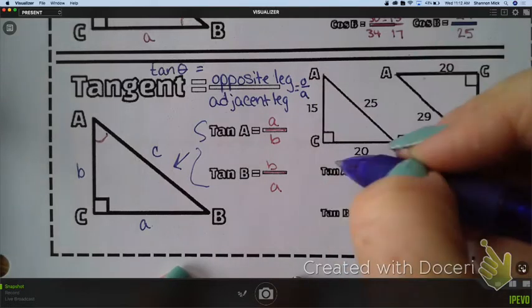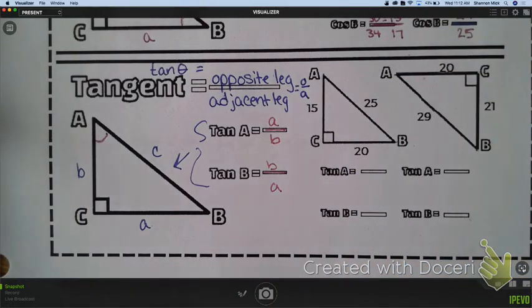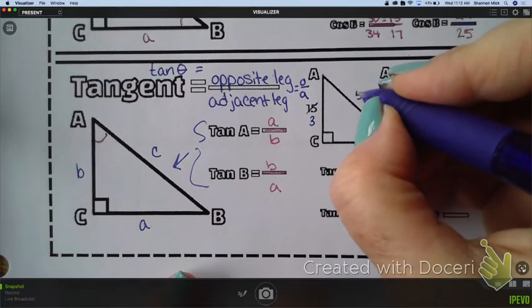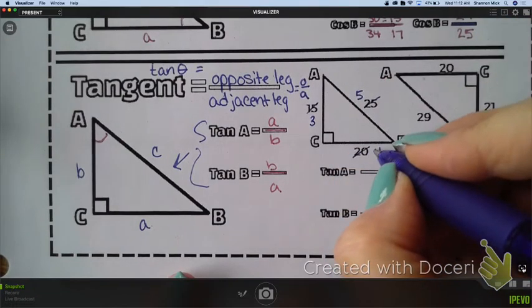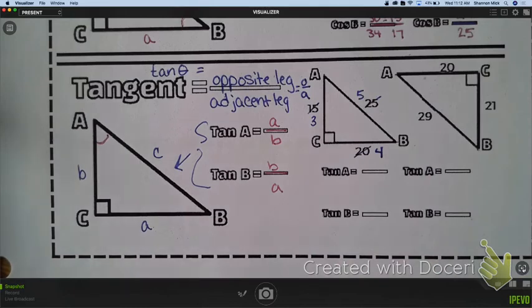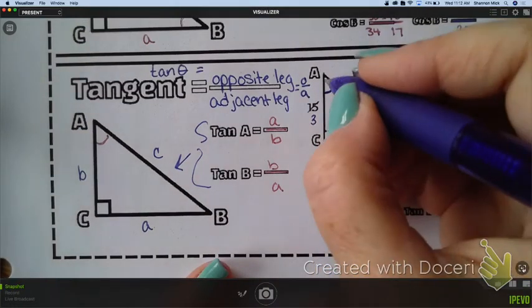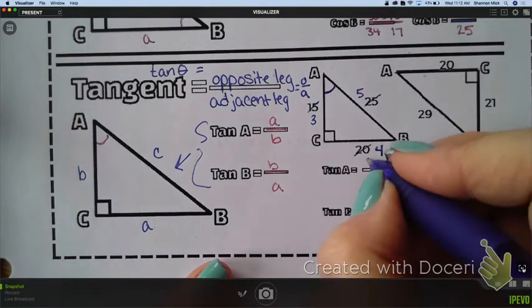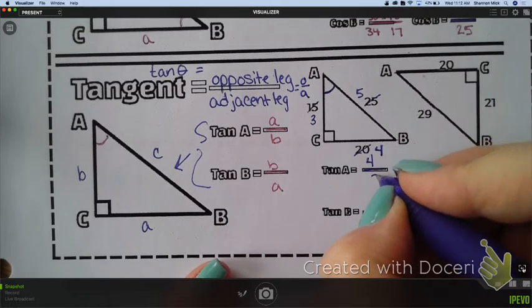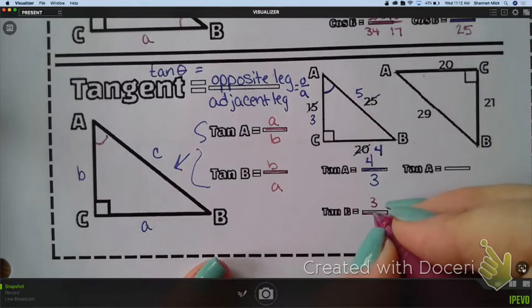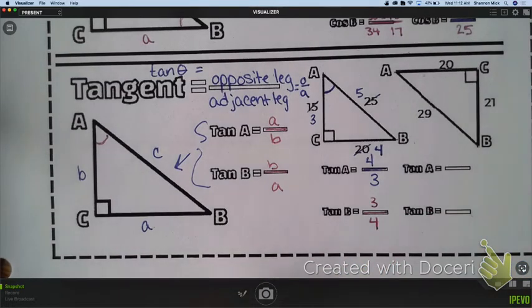Okay, so what could I do with all these sides? Simplify. Not bad. By what? All by 5. So I get 3, 5, 4. They all have to reduce by the same number, right? You can't do different numbers. Okay, A. 3 over 4. No, 4 over 3. Opposite over adjacent. And then B would be 3 over 4. Should these always be the reciprocals of each other if you're doing them side by side? Yep.